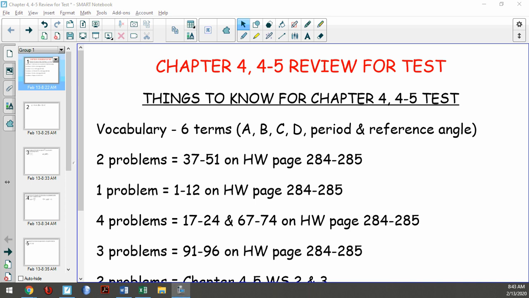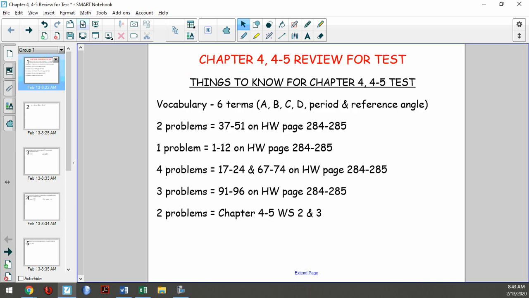So, very first thing you need to know, I'm going to make sure this is recording. It is going to go on Classroom for you. Okay? You have 6 vocabulary terms. The 6 vocabulary terms are going to be A, B, C, D, period, and reference angles. Literally, I'm giving them to you right now. You need to know what A does, B does, C does, D does, your period, and what a reference angle is.